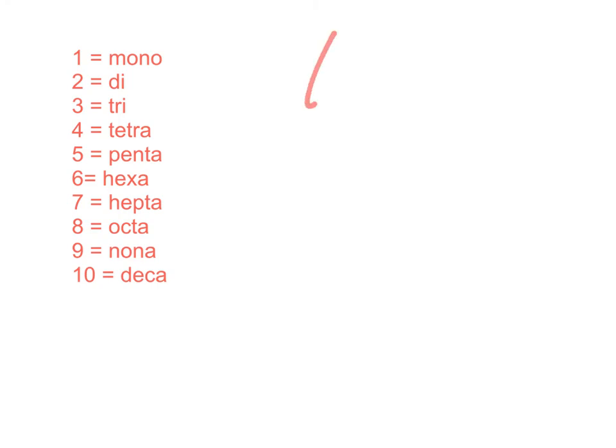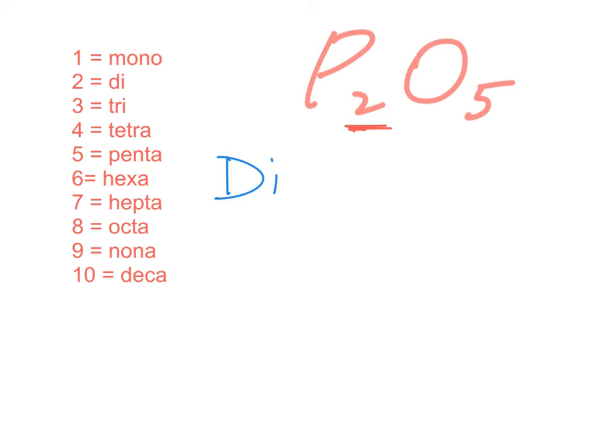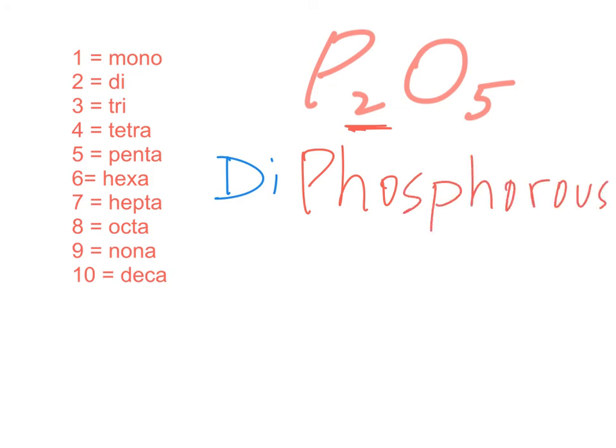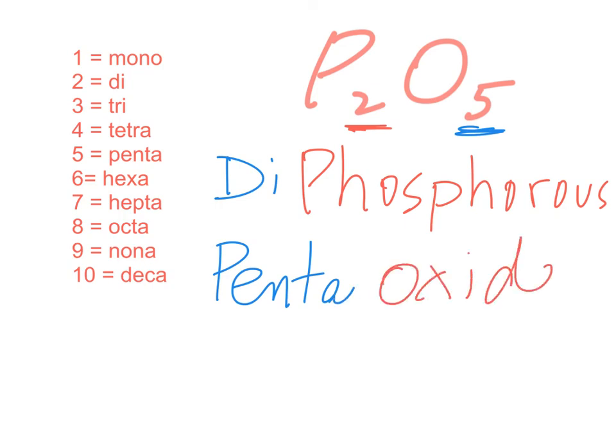So for example, if you have something like P2O5, then this could be called, right, you have two of them, so we'll say di. P is phosphorus, so we say diphosphorus. And then you have 5 of this, so you say penta, and then you say oxide, right? So diphosphorus pentaoxide.